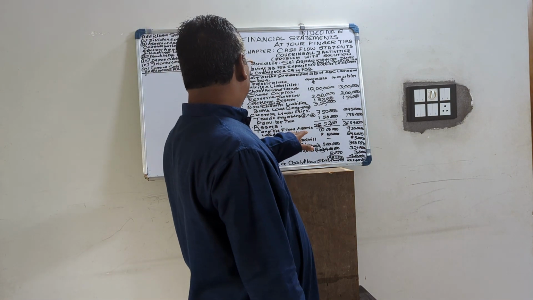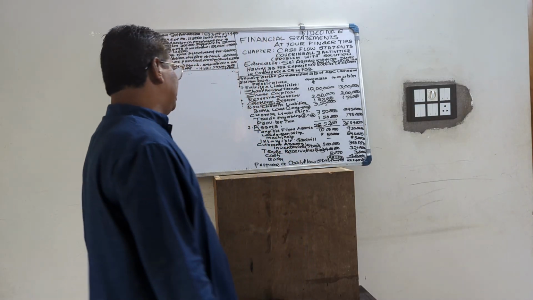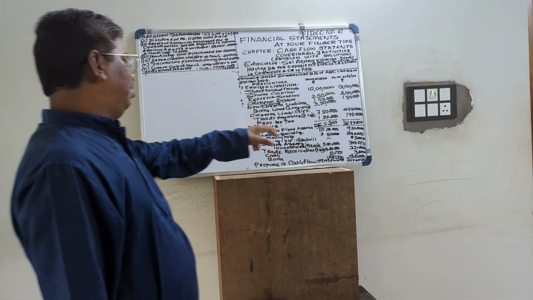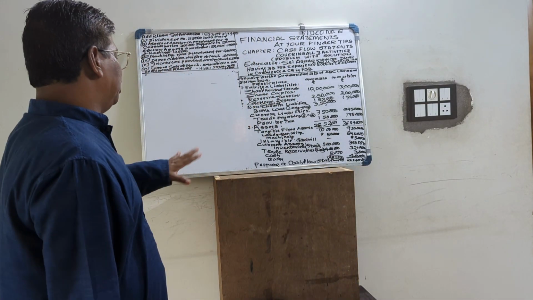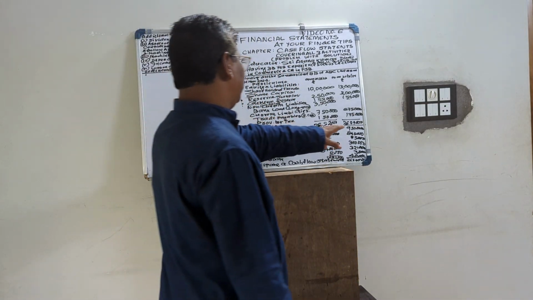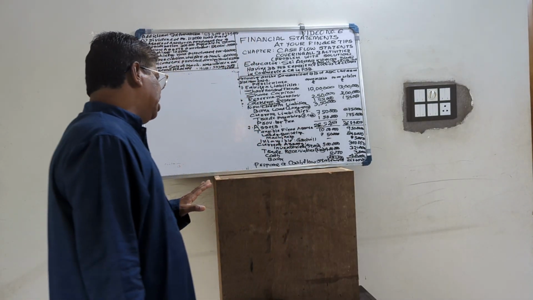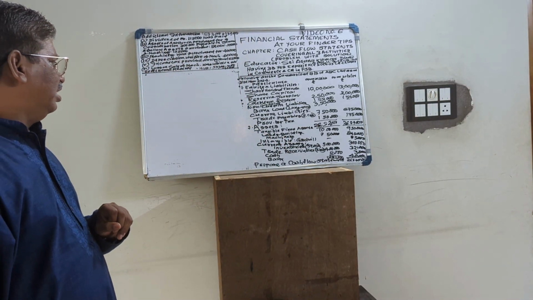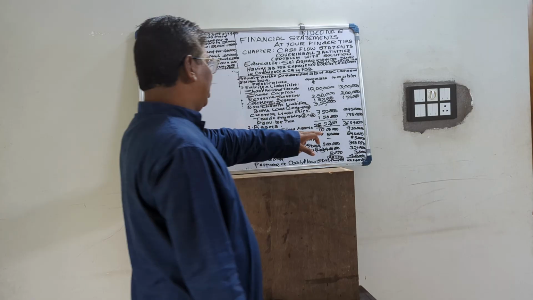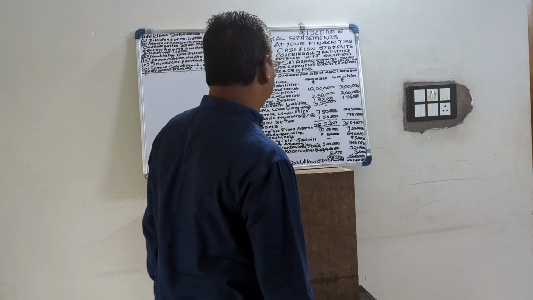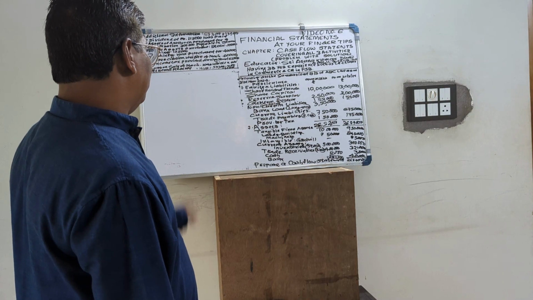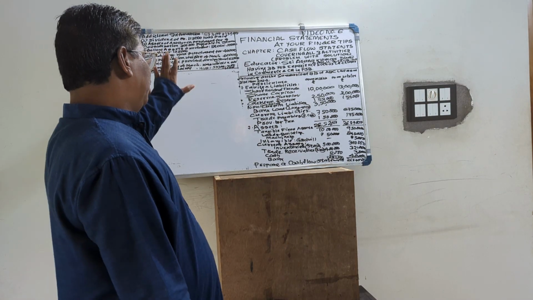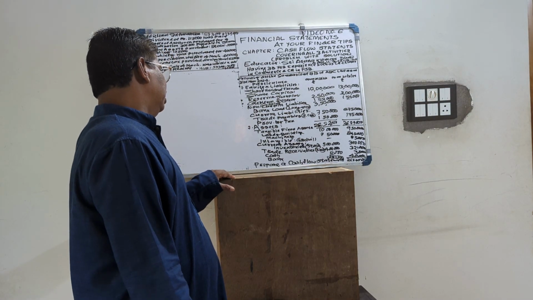Then tangible fixed asset. Tangible fixed asset includes land and building, machinery. Land and building opening was 10 lakh, closing 9,50,000. In the adjustment, suppose nothing is given, that 50,000 reduction is due to depreciation on land and building. So machinery 7,50,000, closing 8,45,000. So that is an increase to the extent of 95,000. We have to consider after seeing the adjustments.